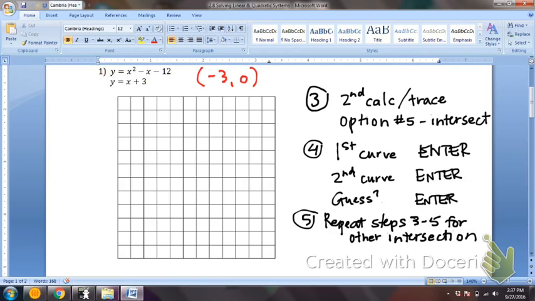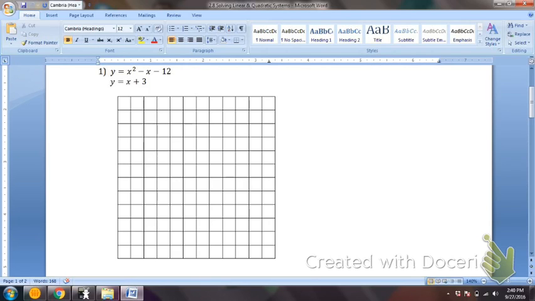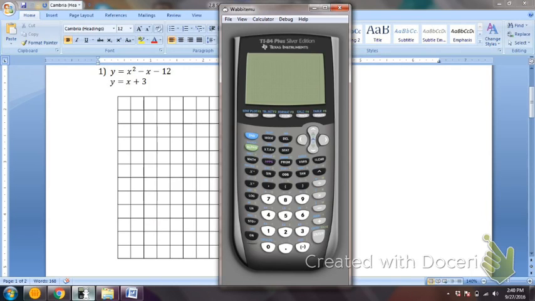No, we're still on problem number 1 because there are two points where they're intersecting, right? There's the low one, and then there's a high one. Yep, where the line and the parabola intersect on the second one. So I'll pull up my calculator. You guys see the other point where they're crossing? Way up at the top? Okay, so I'm going to go to second, calc, intersect.